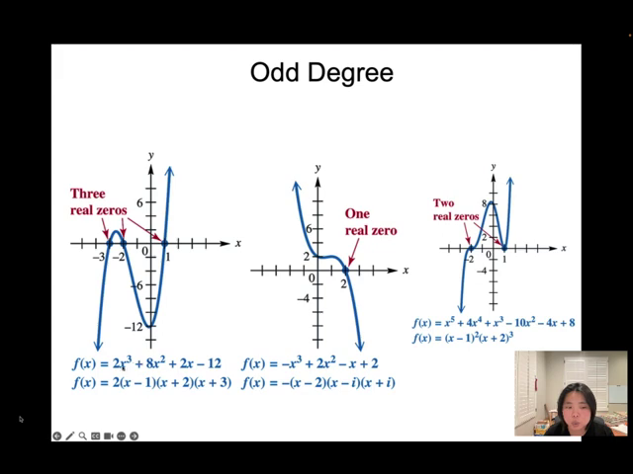You could see when you have a positive leading coefficient and an odd degree, it is always increasing. Increasing here, this is odd degree, positive, increasing. When you have a negative leading coefficient with an odd degree, you're going to be decreasing, okay?